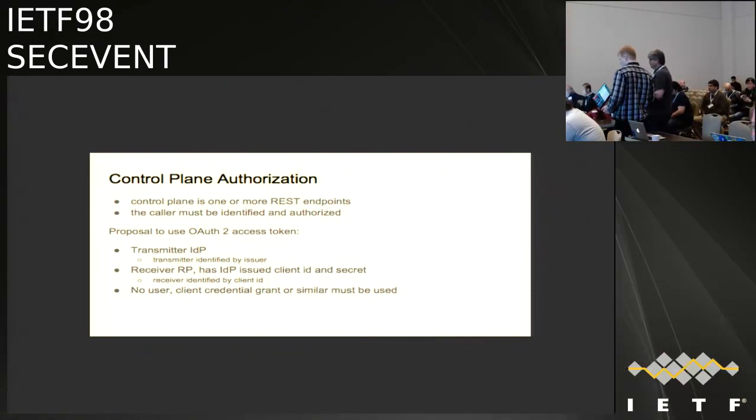So the bootstrap problem then is, how does the receiver get the credential? And that's just to access the control plane. That's just the normal stuff we do, whether it's any HTTP service. It might be an OAuth flow, it might be a basic auth, whatever. SCIM had to go through the same debate.